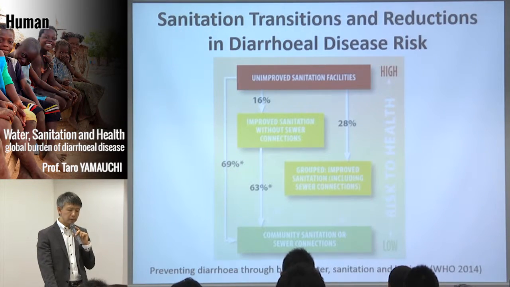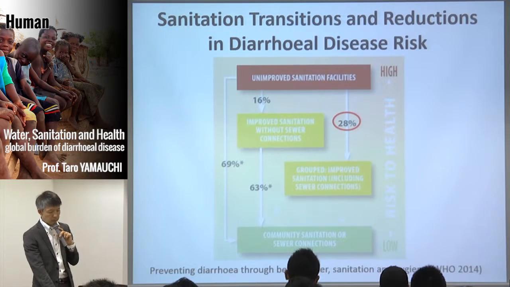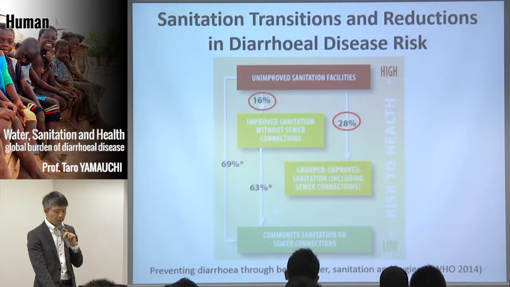This chart summarizes the percentage reduction in diarrheal disease risk. We found that a 28% reduction could be achieved by shifting from unimproved sanitation to improved sanitation. When sewage connections are excluded from the analysis, the health gains are smaller, but still significant, with an expected reduction of 16% in disease risk.